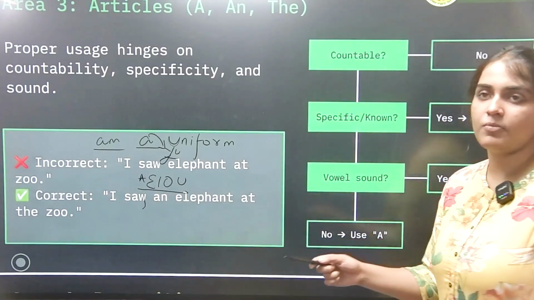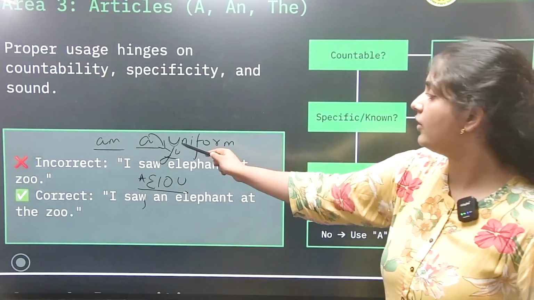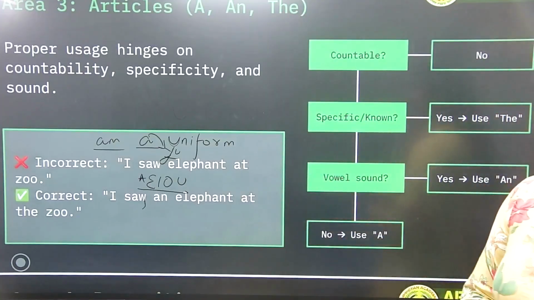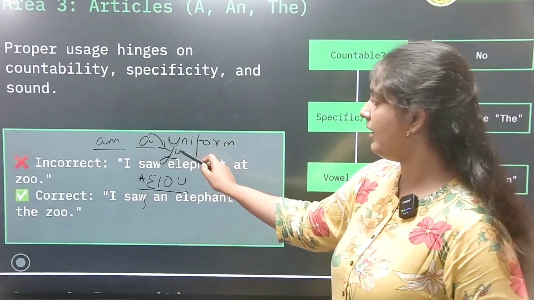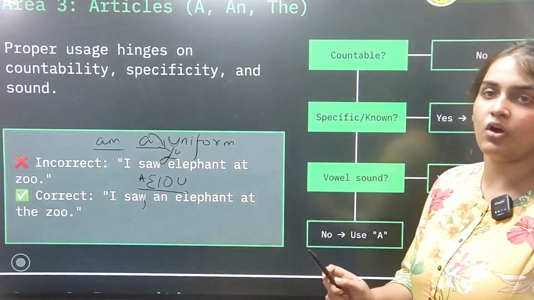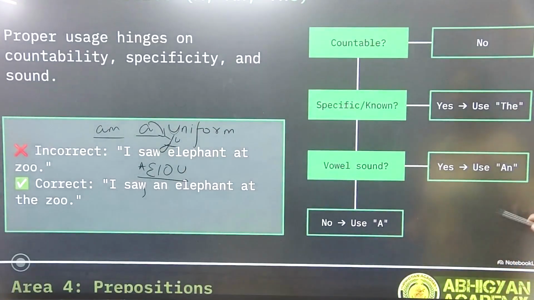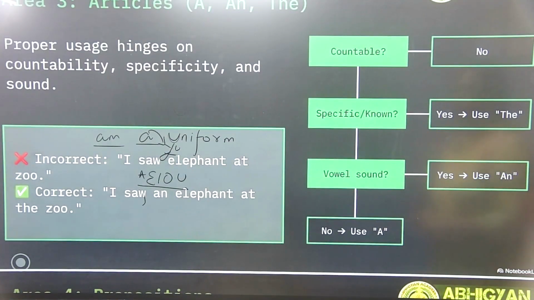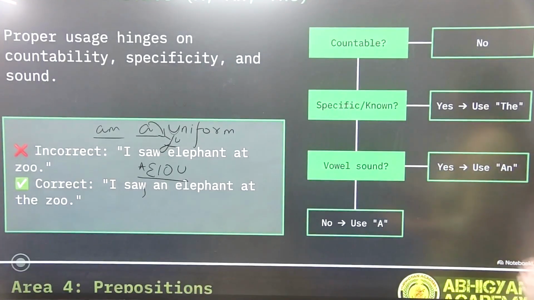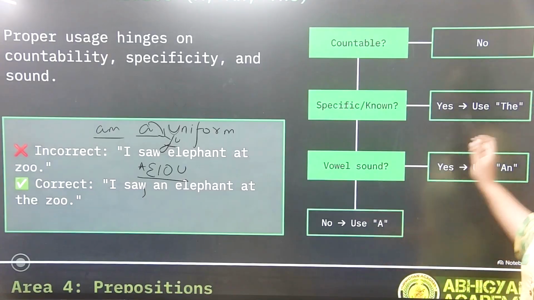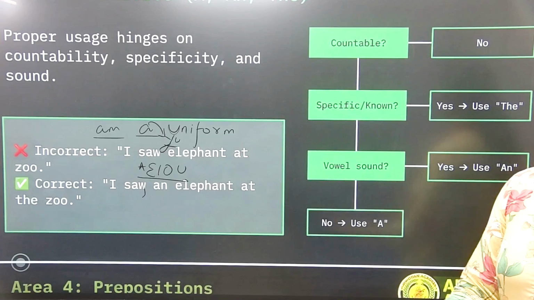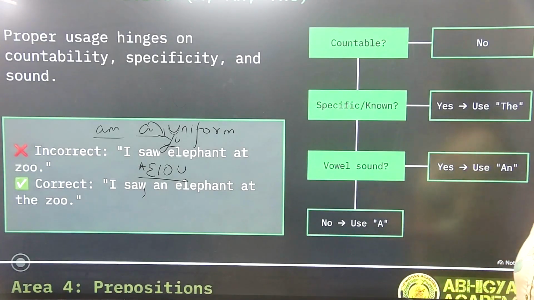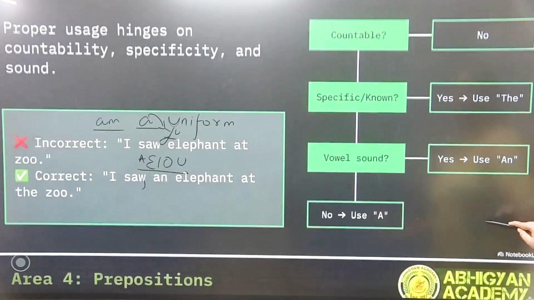Now exceptions, obviously it's there. I wore a uniform to school. The reason, even though U is a vowel, it's called a because U sounds like Y-U. It sounds like a consonant. Specific agar kuch ho, let's say I am going to the mall. The mall is a very specific thing. So you will use the. If you don't know कि वो mall specific है, you can go to any mall. So you will say I am going to a mall. That's it.